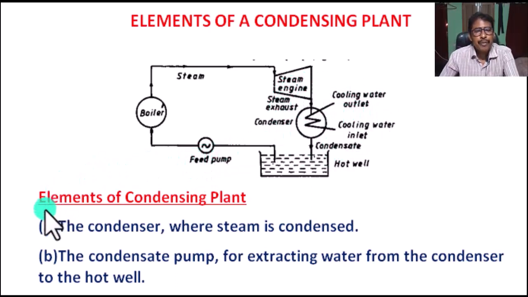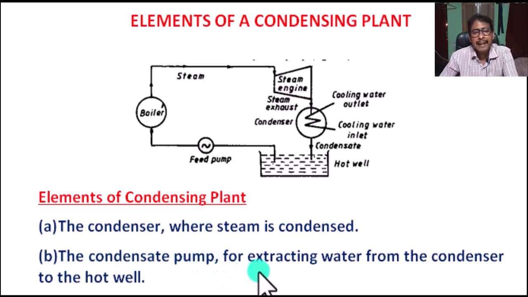Now, elements of a condensing plant. First element, the condenser. This is the condenser where steam is condensed. This is the main part. Steam converts to water. Second element, the condensate pump.